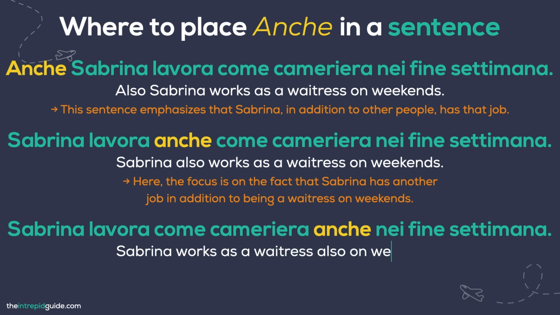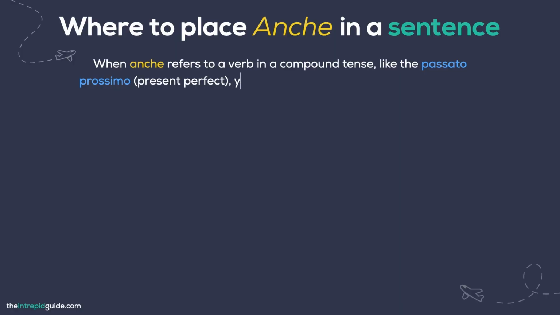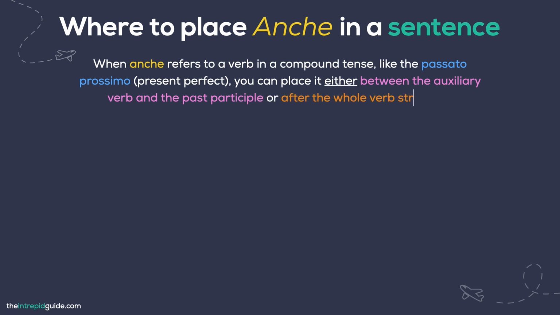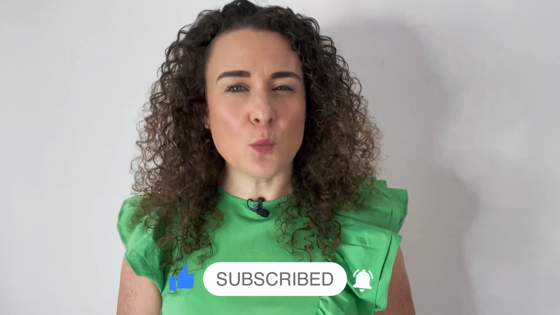Sabrina lavora come cameriera anche nei fine settimana. Sabrina works as a waitress also on weekends. In this case, the emphasis is on the fact that Sabrina doesn't just work as a waitress during the week, but also on weekends. When anche refers to a verb in a compound tense, like the passato prossimo or the present perfect, you can place it either between the auxiliary verb and the past participle or after the whole verb structure. However, it should never be placed before the auxiliary verb. Again, the nuance of the meaning would change slightly depending on the position you choose.